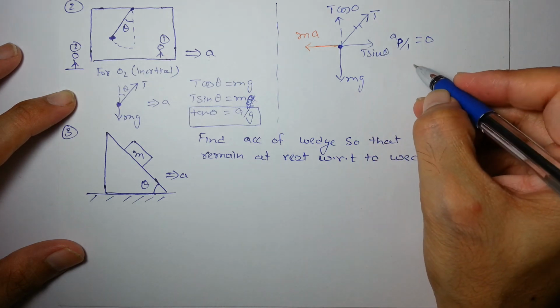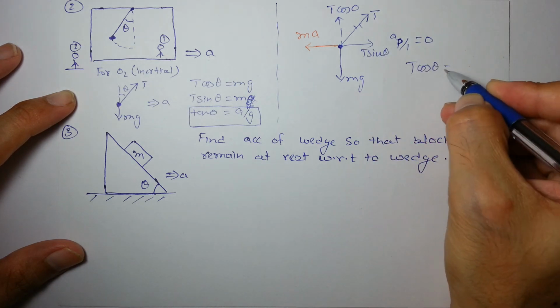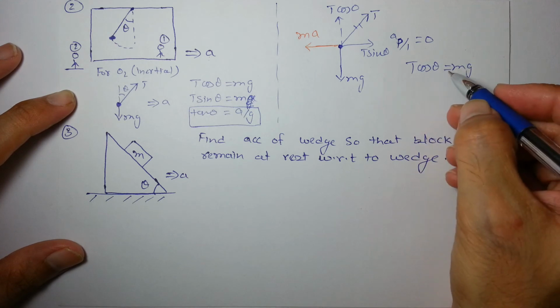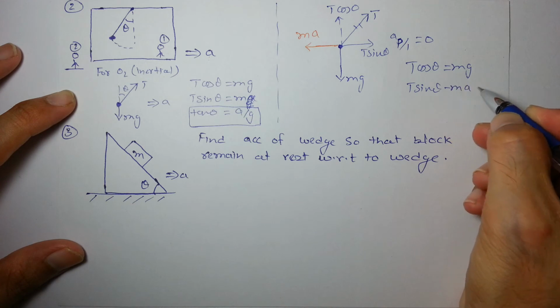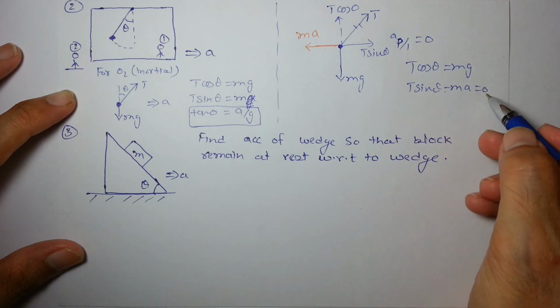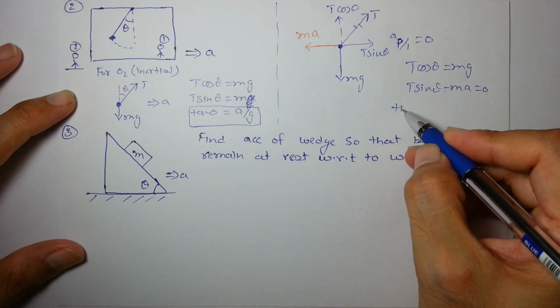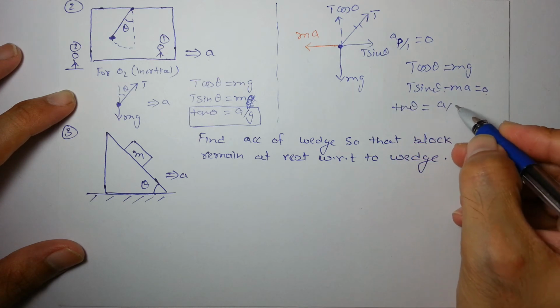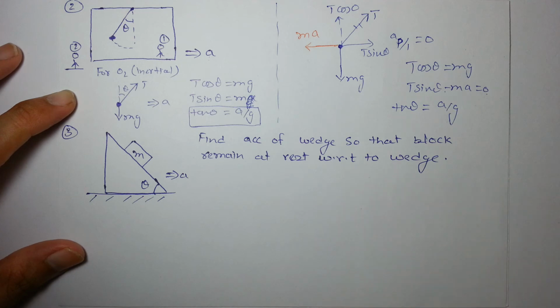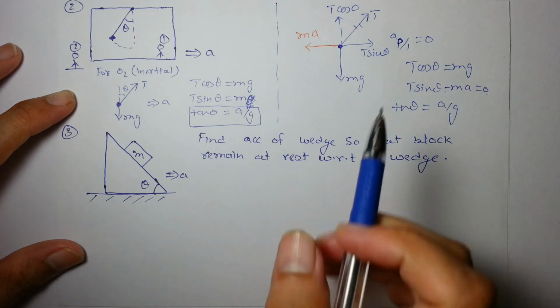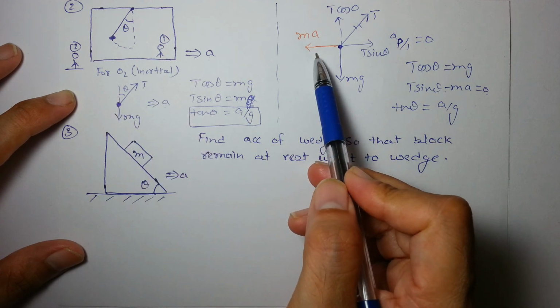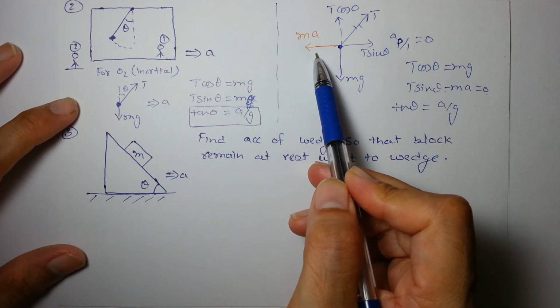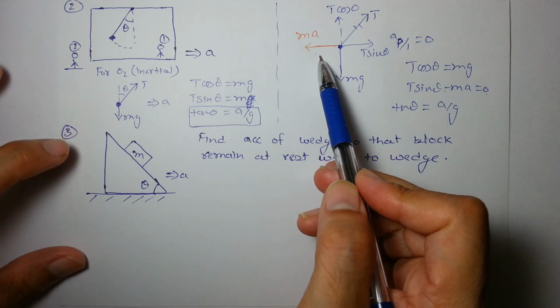Again he writes down the same equations: T cos theta balances mg, and T sin theta minus ma equals 0. Again by taking ma to the other side we get T sin theta equal to ma, and similarly we get tan theta as a by g. So it is just how you take the acceleration and convert it to a pseudo force in another diagram when you are taking observations from an accelerated frame.